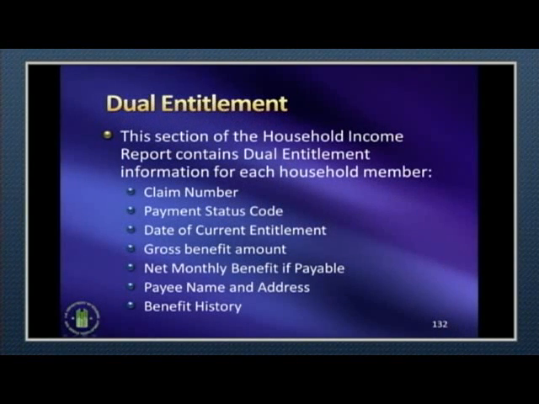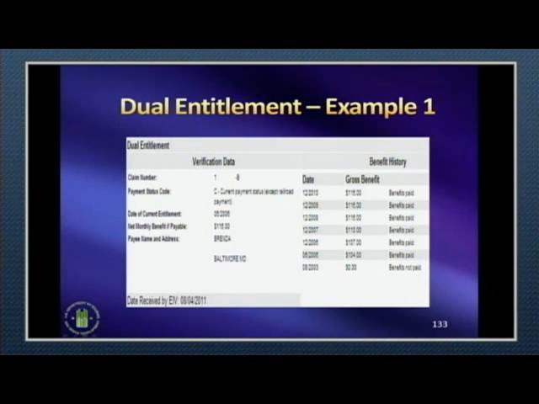Your dual entitlement is benefit information in which an individual is eligible for benefits under another person's Social Security number, and EIV will provide you with the claim number, which is the other person's Social Security number in which they're entitled to receive benefits under, along with the payment status code, as well as the date of current entitlement of those benefits, along with gross benefit, net benefit payable, and the payee name, address, and benefit history. And here's an example of what dual entitlement looks like.